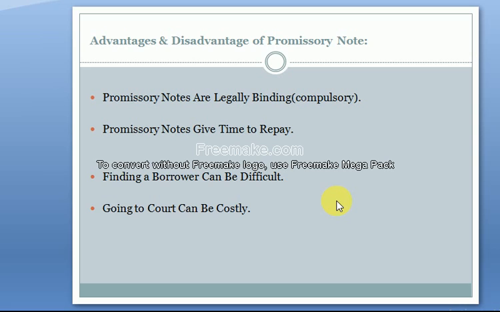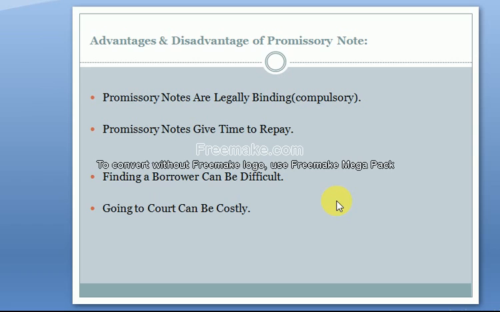go to the court, and going to court is costly. Why? We will hire a lawyer. We will consume our time. We will pay court fees when we put a case against the borrower. So court fees we will pay. So all these are costly. So these were the disadvantages of the promissory note.